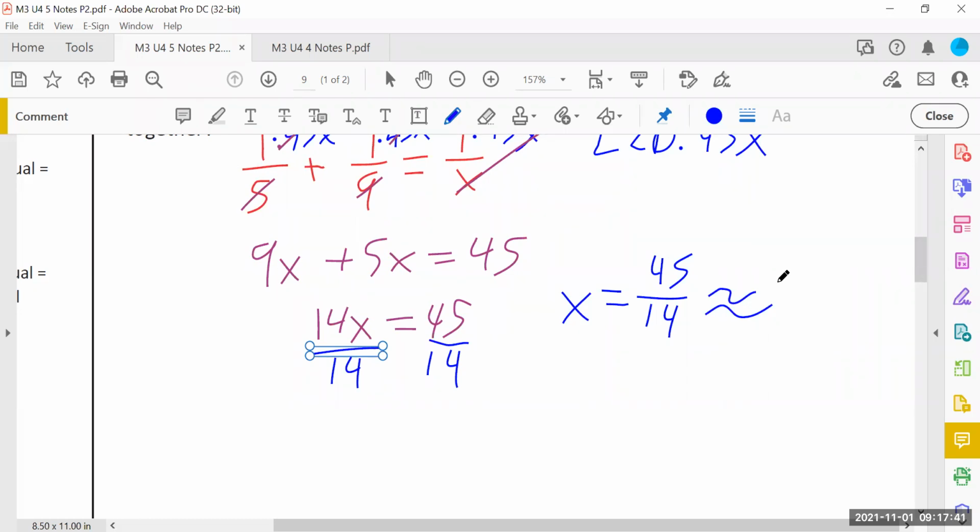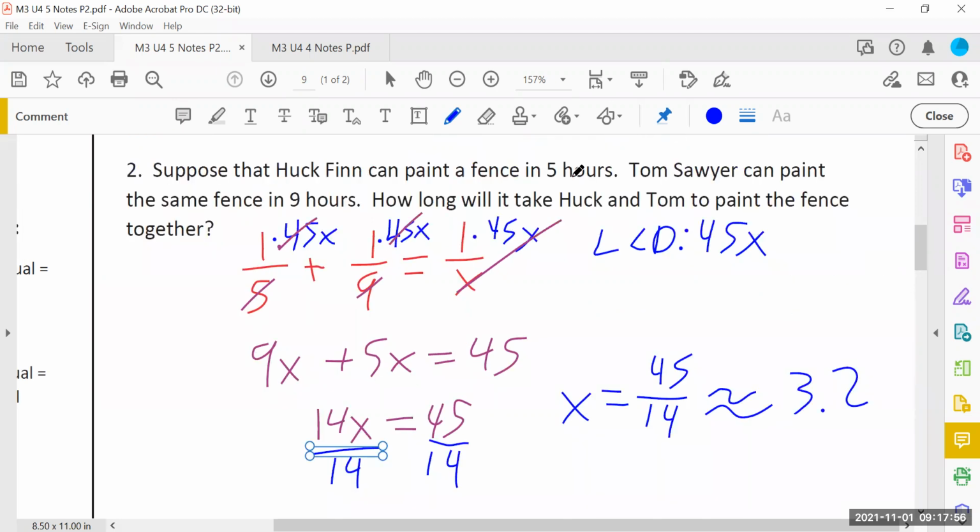So for your answers, I am quite happy with 45 over 14. But if you want to make sure your answer makes sense, you might want to get a decimal. What do we get here? 3.2. And then we check to make sure that makes sense. Huckleberry Finn's painting time was 5 hours. Tom Sawyer's painting time was 9 hours. So half of 5 is 2.5. Half of 9 is 4.5. Our answer is in between those two. That makes sense.